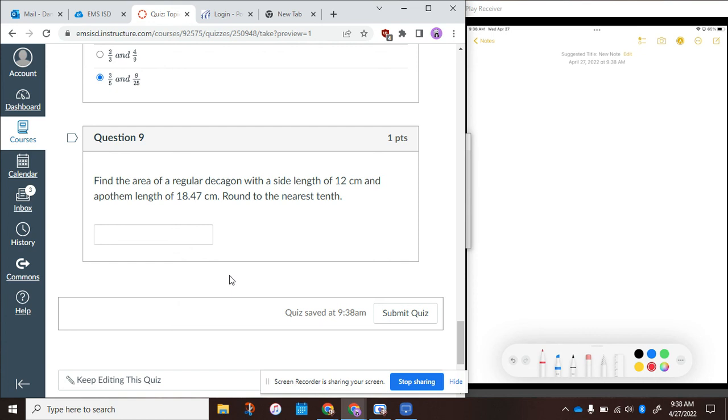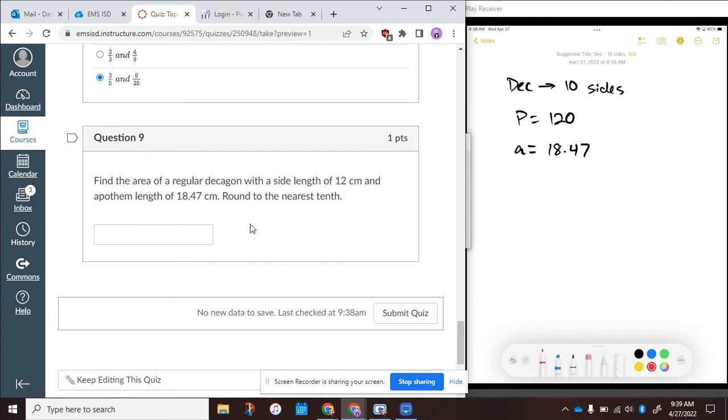A regular decagon, and this is something that you might want to put on that cheat sheet, that list of stuff that I put on the back board over there. When you ever see that DEC, it's just like in your science classes. That means you've got 10 sides. So with a side length of 12, your perimeter is going to equal 120. 12 times 10 sides.